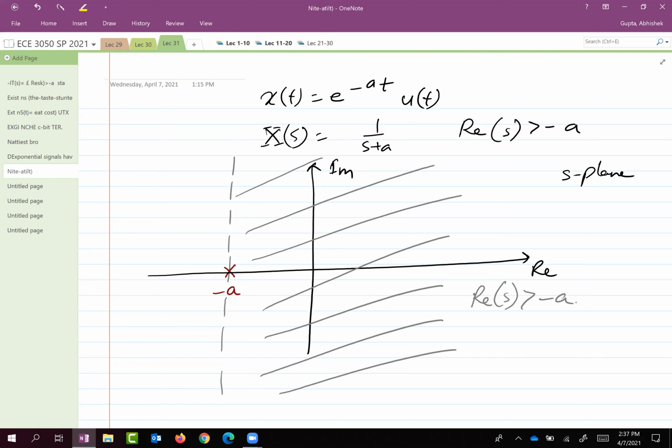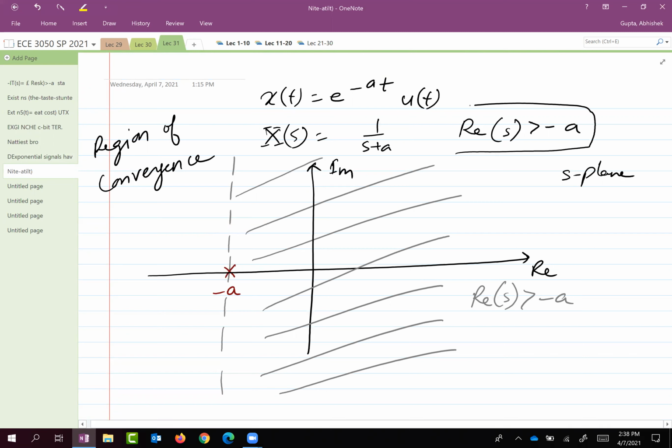This is how we represent the region of convergence. It's important that you draw the dotted line here, because the dotted line would represent that this particular line is not included as part of the region of convergence. If it was a solid line, not a dotted line, then that line is included in the region of convergence.